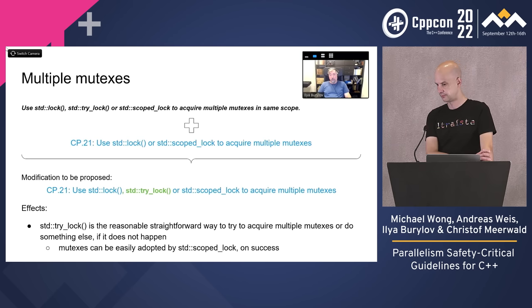Another example of a rule which we think is worth a tiny modification is the rule about acquiring multiple mutexes. We have almost exactly the same rule on the MISRA side, but we included the try_lock free function as well into the list, because this function has a straightforward way to acquire multiple mutexes, and it is a reasonable way to try that if you are ready to fail and you can do something else while you're waiting for the next try. In order to apply the previous rule about try, you can use a scoped lock on success of this try_lock function and continue with the write-protected code afterwards.